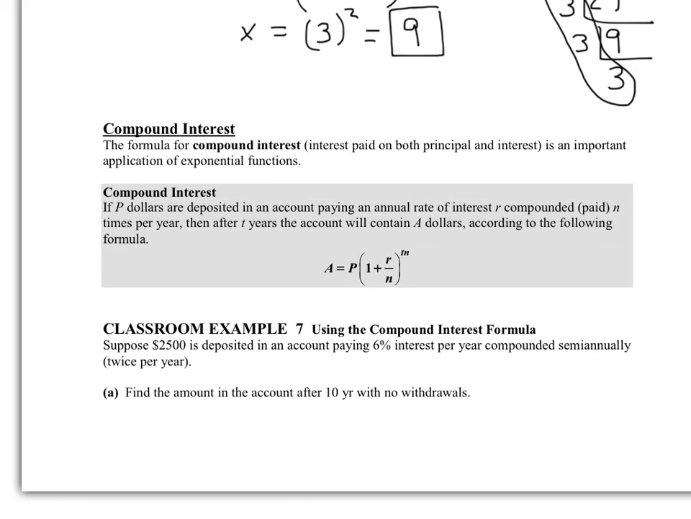Now, we're going to do some interest problems. This is sort of the real-life practical part.